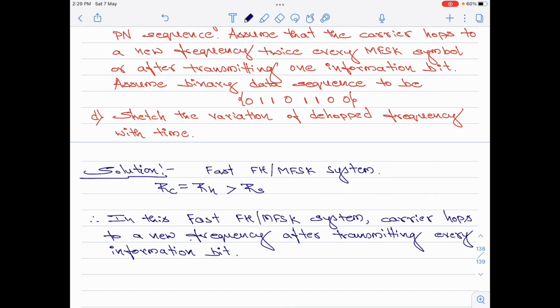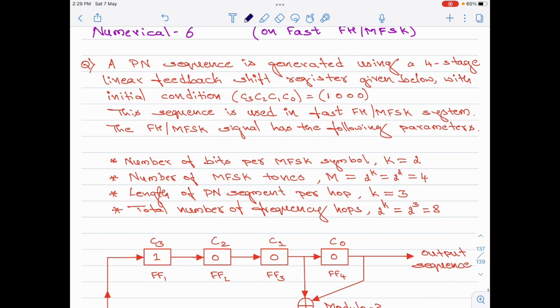Another very important thing to note here is that in the parameters of the fast FH-MFSK system that is given, look at the third parameter here. The third parameter says the length of the PN segment per hop, which is small k, is equal to 3. So, we have to now understand that the carrier frequency changes to a new value or it hops to a new frequency value after transmitting 3-bit length of the PN segment or after transmitting every information bit.